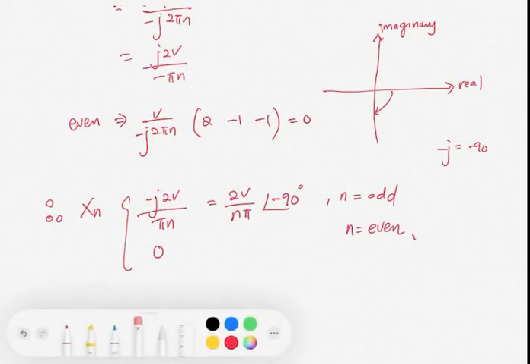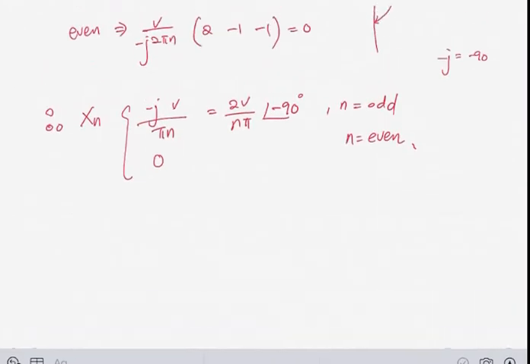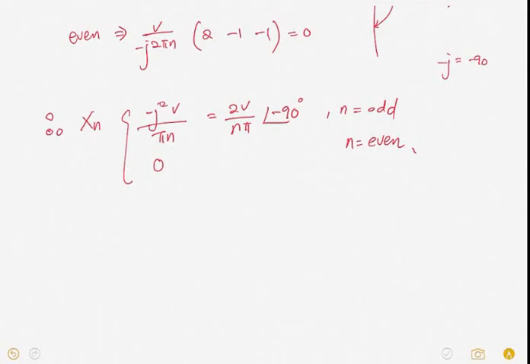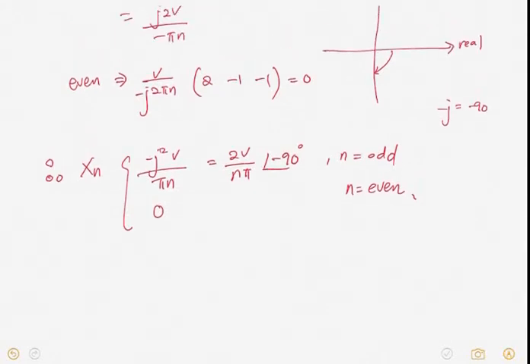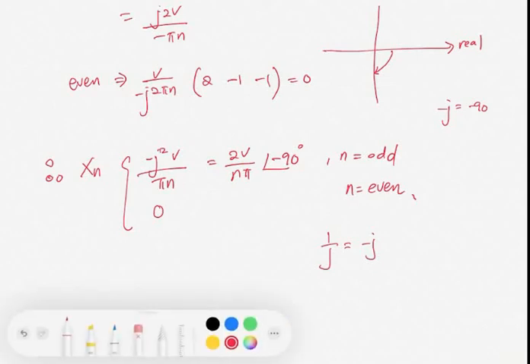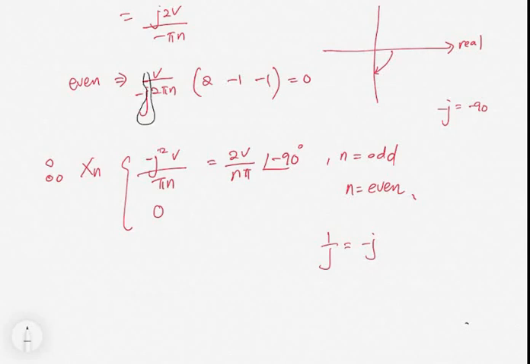I have some mistake here. This is not 2. This is square. This is square. Okay. How to get the square here is like if you have 1 over j, that is equivalent to minus j. So this part is 1 over j, right? So 1 over j is equal to minus j. So therefore is minus j square.